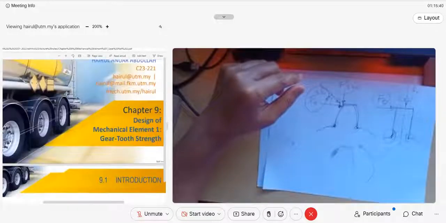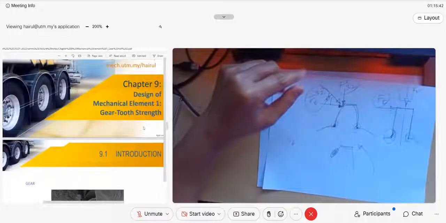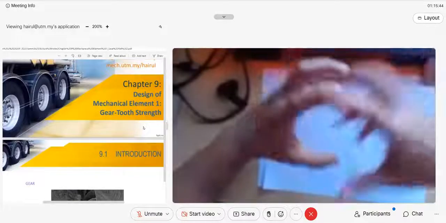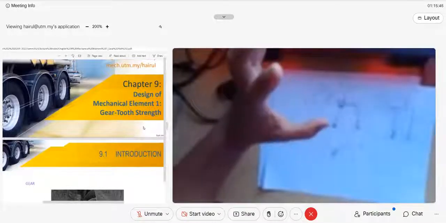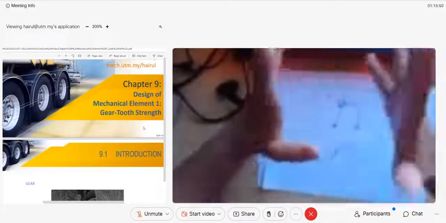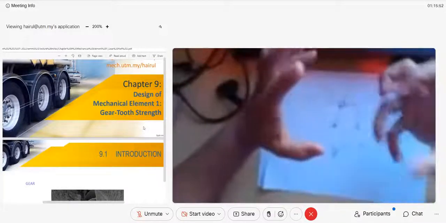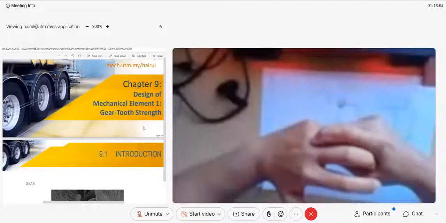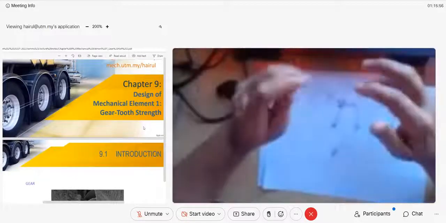Okay, gear strength. I told you this is about gear strength because previously we learned about gear dynamics and gear trains. You know how to do that, and also the gear forces. But we don't end there. We don't end at part 2 only. We have to continue by calculating also the gear stress to calculate the safety factor.